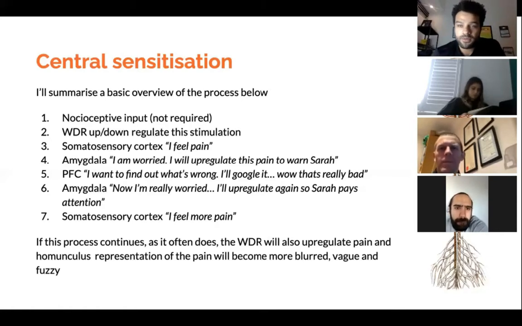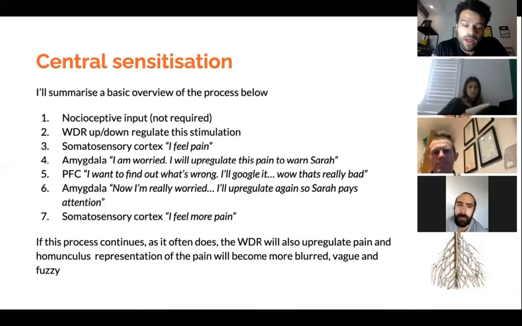The amygdala here, once again the emotional center of the brain, will say, I am worried. I will upregulate this pain to warn Sarah. The prefrontal cortex will say, I want to find out what's going on. I'll Google it. Wow, that's really bad. So this is how the prefrontal cortex is doing a disservice to the individual, upregulating the pain they're experiencing by having catastrophic belief systems put in place. The amygdala will then feed back again and say, well, now I'm really worried. I'll upregulate again so Sarah pays attention. The somatosensory cortex then interprets this and says, I feel more pain.